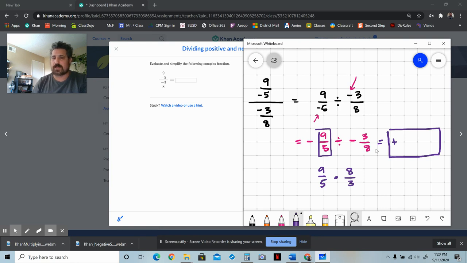Look to see if there's anything we can cancel top to bottom. I'm looking at it and I'm seeing the 9 and the 3 can be canceled because both are divisible by 3. So 3 divided by 3 is 1, and 9 divided by 3 is 3. And then I would finish strong, multiply across top and bottom.